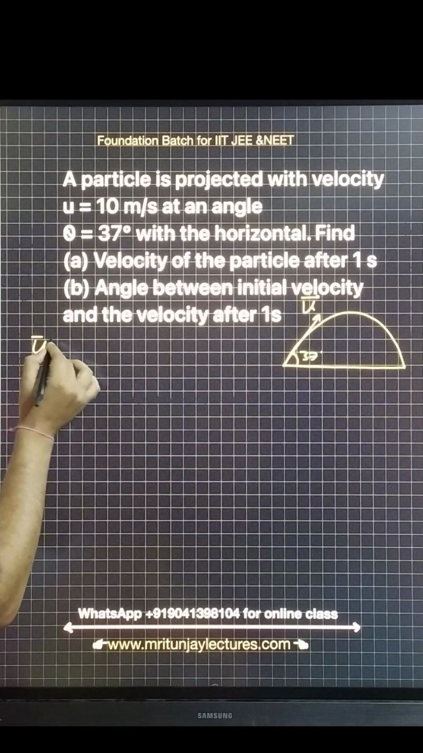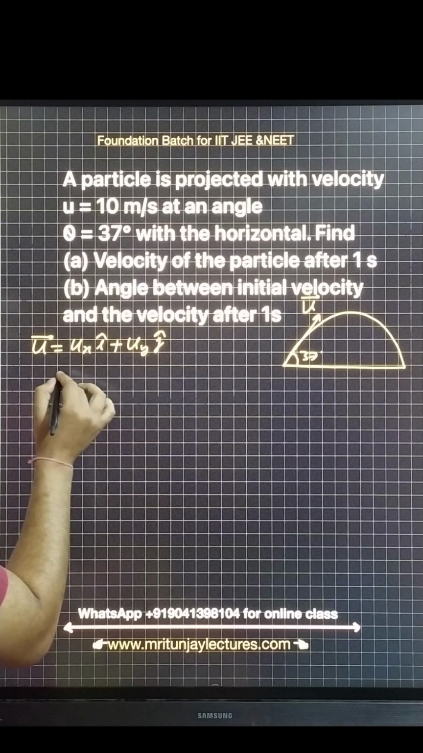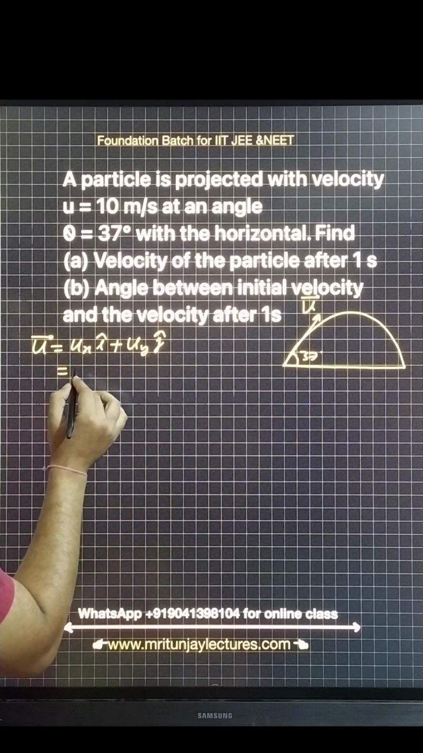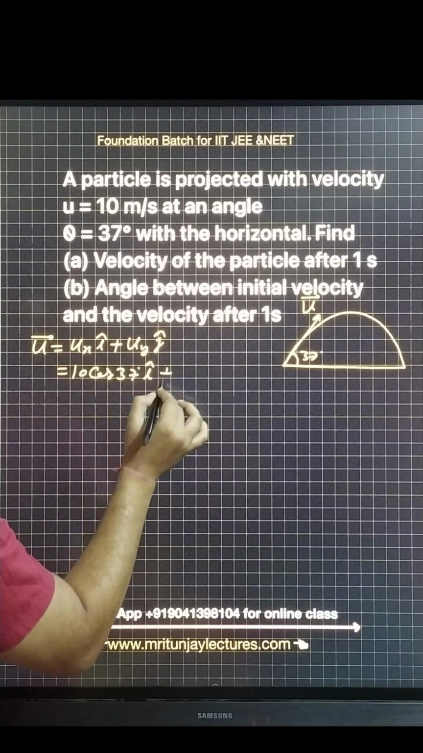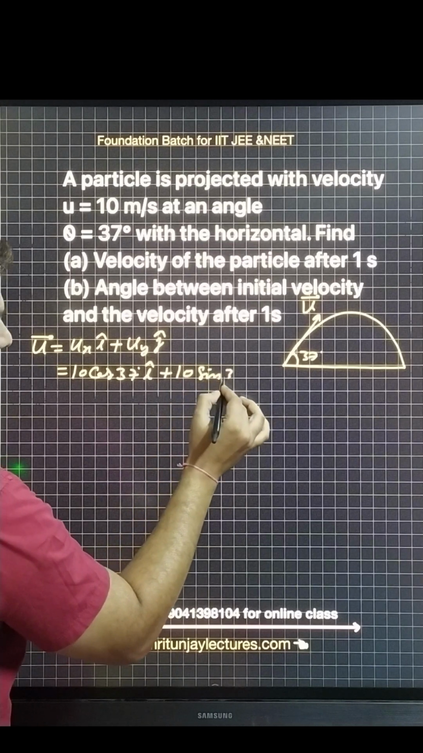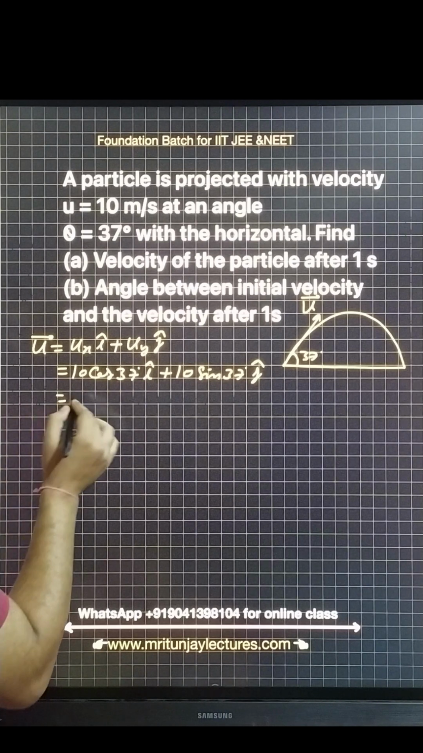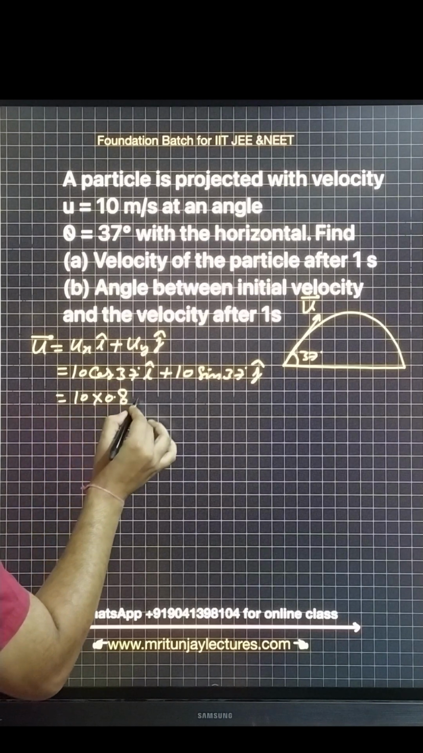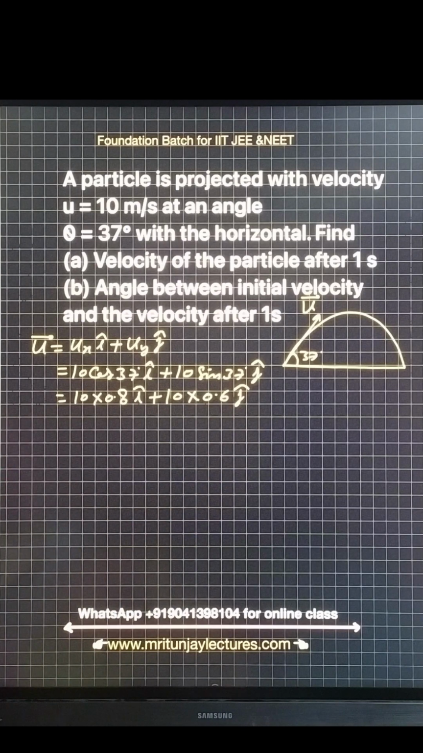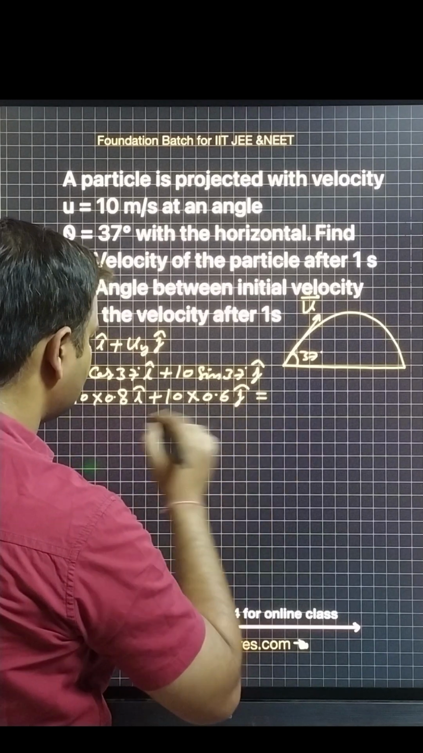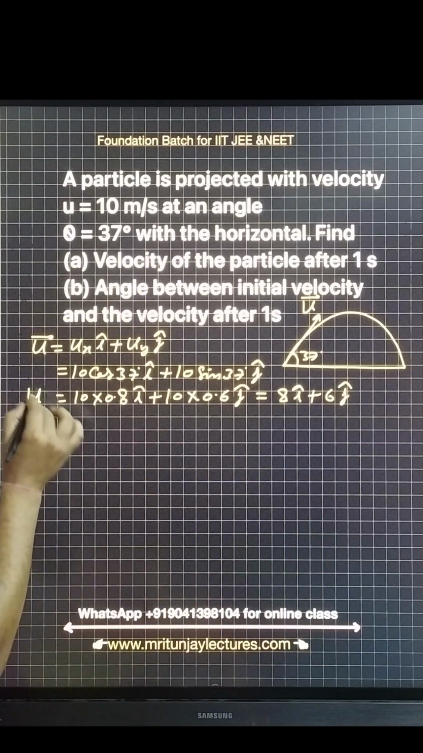So what about vector u? Vector u is written as ux i cap plus uy j cap. Ux means u cos 37, that is 10 cos 37 into i cap, and that one is 10 sin 37 degree into j cap. Clear? Cos 37 is 0.8, so 10 into 0.8 into i cap, and that one is 10 into 0.6 into j cap. After that, that value is 8 i cap plus 6 j cap. That is the initial velocity u.